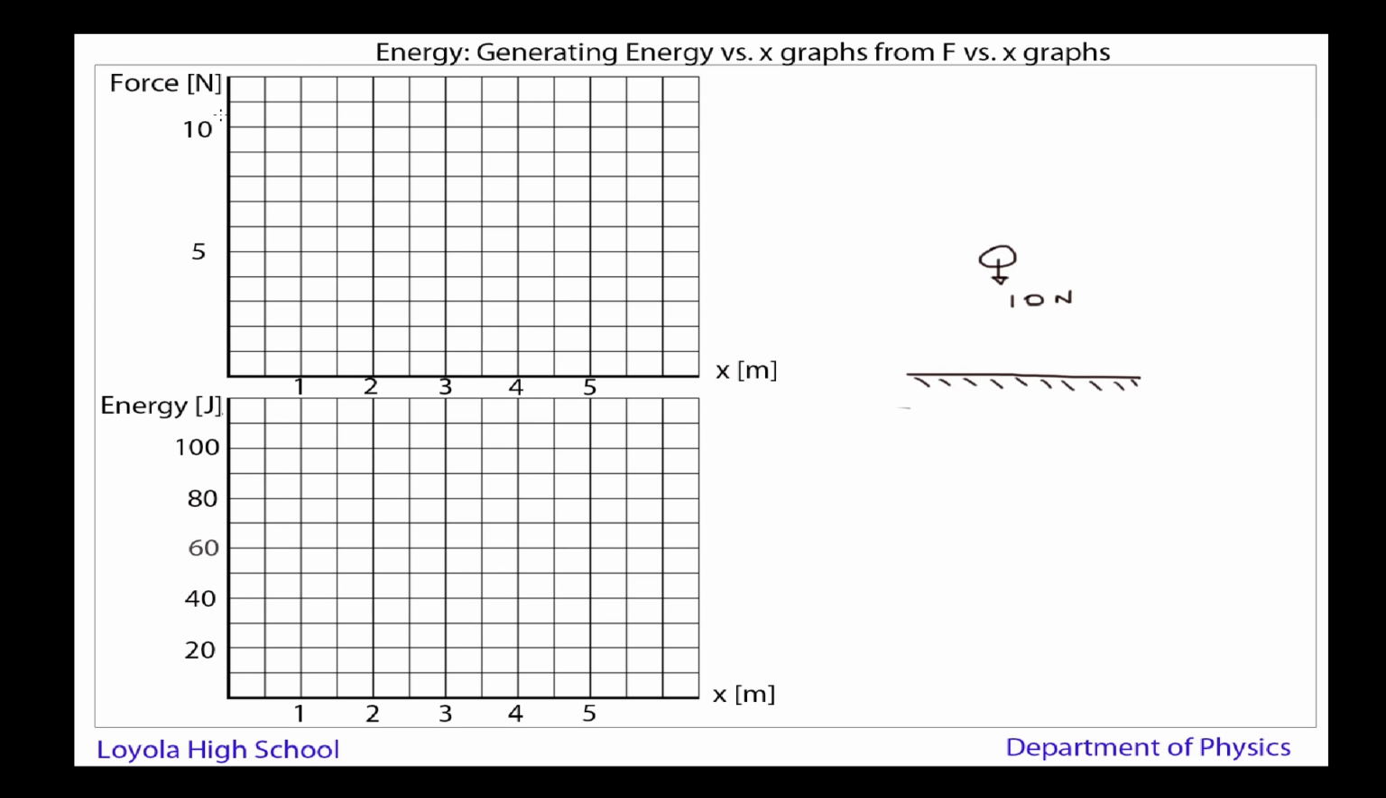So graphically, force, and this is the magnitude of the force because the direction is downwards or negative, but the magnitude I'll say is 10 newtons, so it's a constant 10 newtons across. I'll just go to 5 meters here, and I'll graph that constant 10. And the energy versus displacement graph is created by looking at areas under the force versus displacement graph.